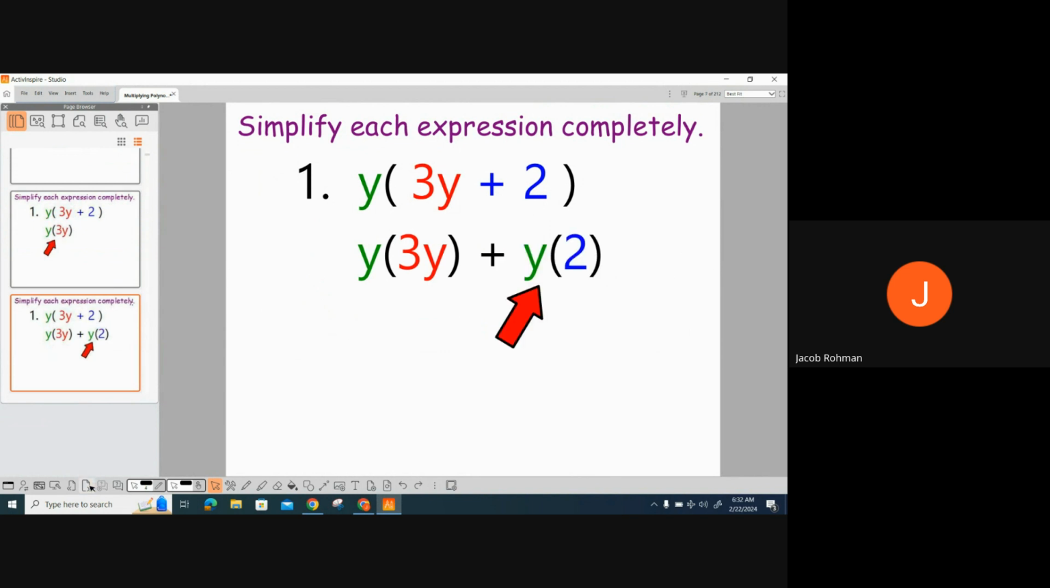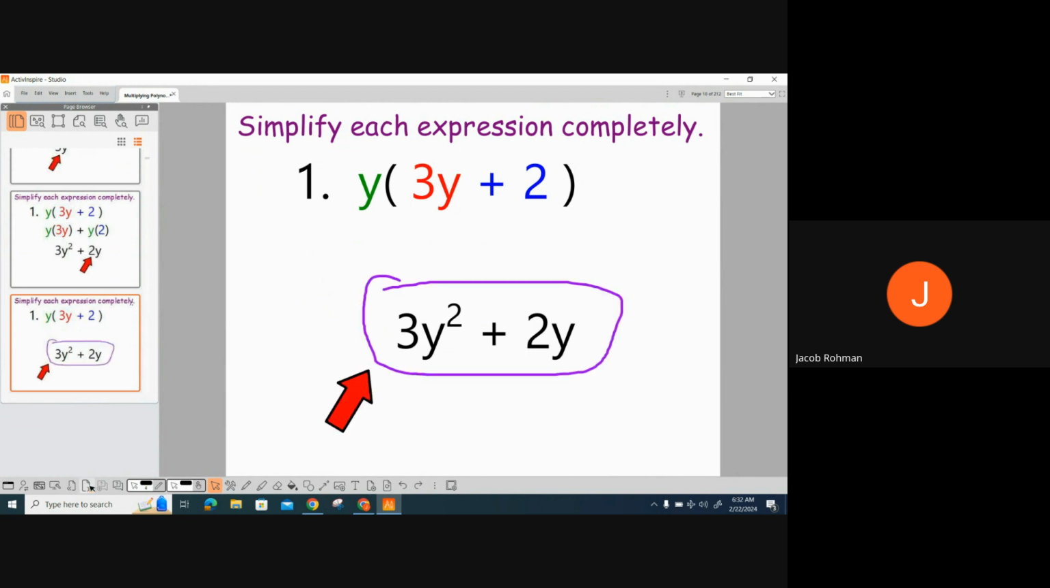And then when I multiply the y times the 3y, remember I get 3y squared. And when I multiply the y times 2, I get 2y. So then our simplified expression would be what I've circled in purple here.